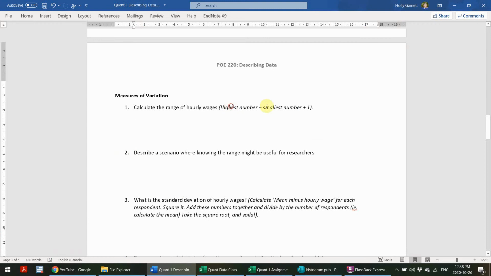Let's go back here. So the highest number, let me just write this down, 56 minus 10, which equals 46, plus 1, which equals 47. All right. So again, this might be really useful because then we would know, are there people making $100 an hour and then people making $2 an hour? Like, what's the amount of spread that we have between the highest and the lowest in the range?